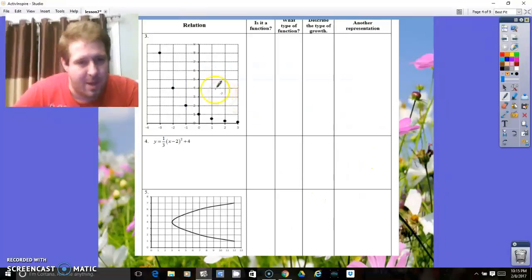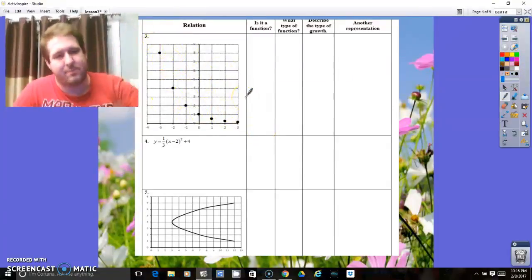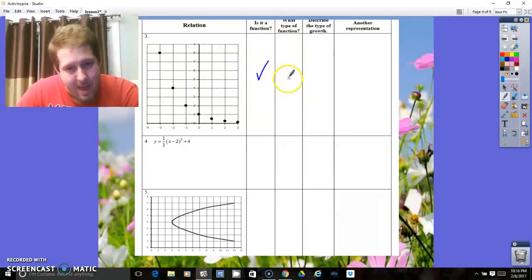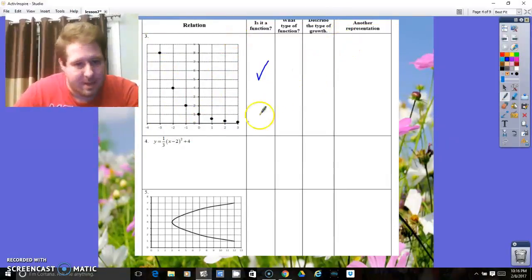All right, so let's keep it going. This one is a function. If you put linear straight lines, the vertical line test passes. Yes, it is. This is exponential. It happens to be exponential decay. I know it's exponential decay because it's decreasing. If it was growth, it would have been increasing. So that's the type of function that is.